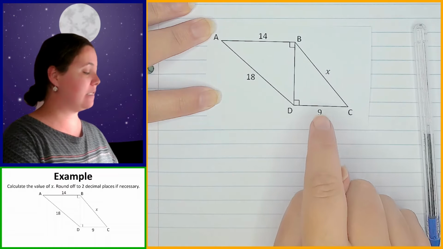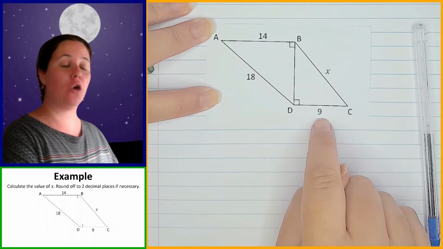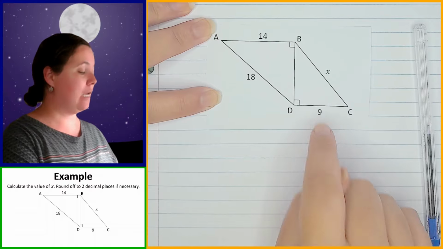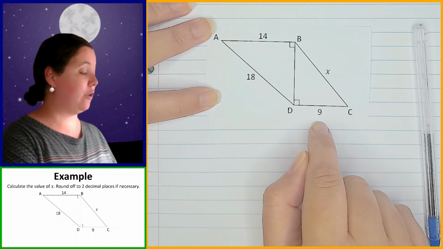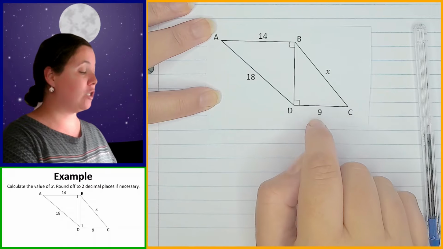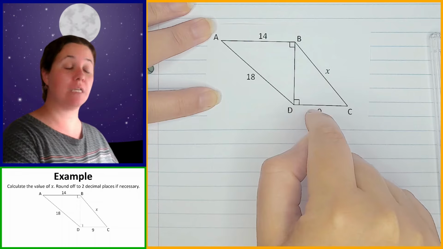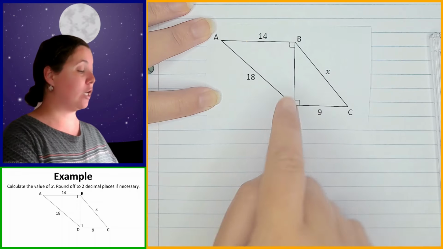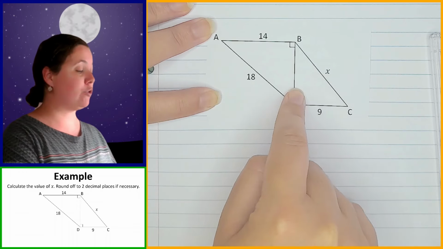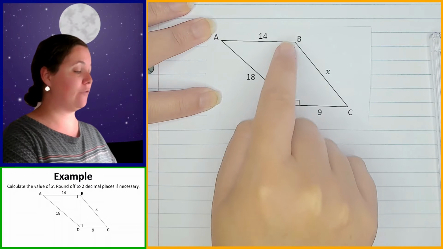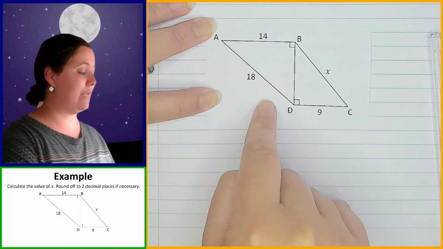Now, if we look at this triangle, I only know the length of one side. So I can't use the Pythagorean theorem to work out x yet, because in order to work out a side in the triangle, I need to know the other two sides. I only know one of them. So I need to still work this one out, which means I need to look at what I've got over here. So over here, I've got another triangle, triangle ABD.